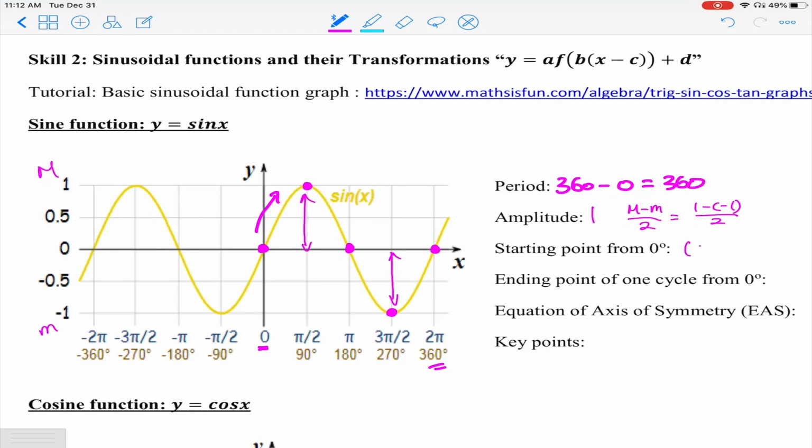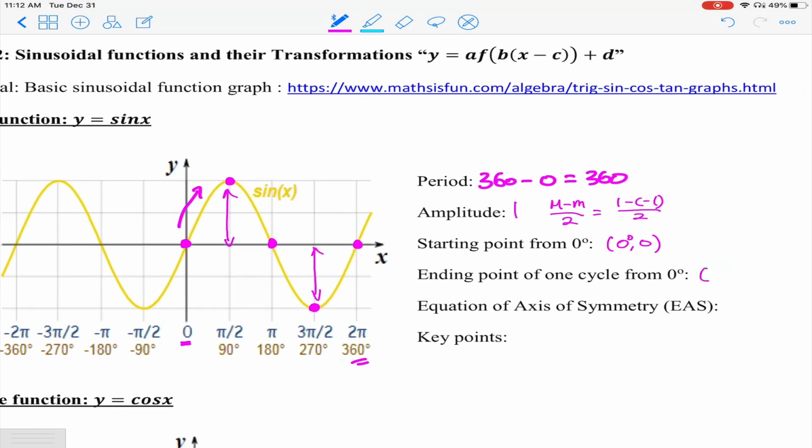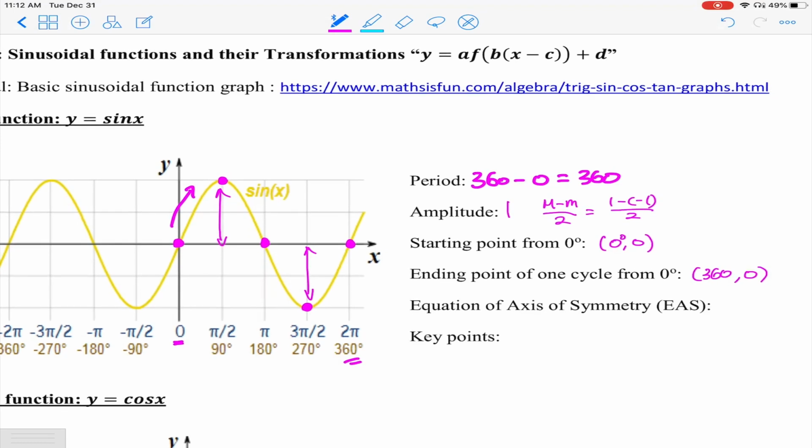The starting point from 0 degrees is just (0, 0). The x value is the degrees, so it's 0 degrees, 0, but I will omit the degrees from now on. The ending point is then 360 degrees, 0. The equation of the axis of symmetry is the middle line, as I said. Therefore, it's the average of maximum and minimum, which is (1 plus -1) divided by 2, which is 0. However, this is an equation. Therefore, it's a horizontal line, and the equation of a horizontal line is just y equals a constant number.